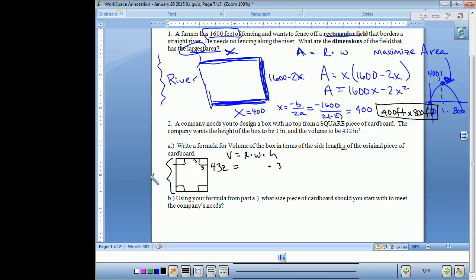So what variable would we like to use for the original length? X. Okay. But it's going to be minus something because we're cutting out a square here and a square there. So it's x minus what? 6. So since this is a square box, both of those dimensions would be x minus 6. So I write x minus 6 times x minus 6, or x minus 6 squared, right? Times 3.